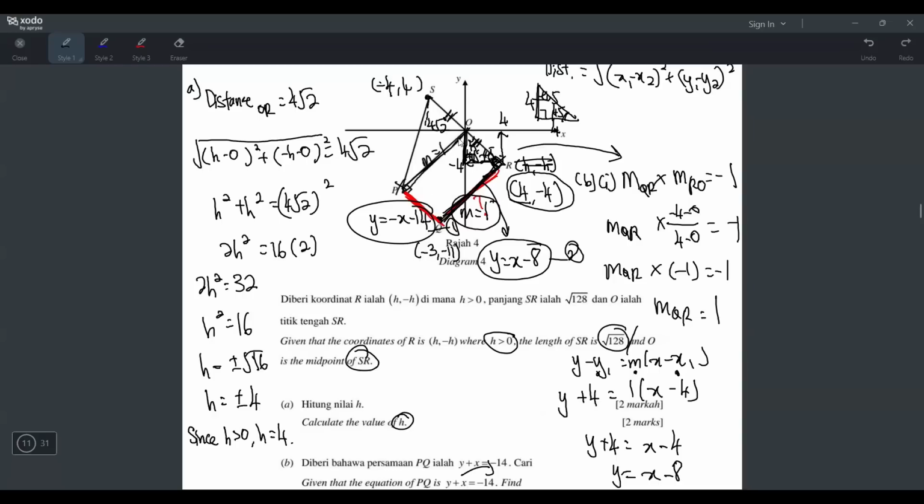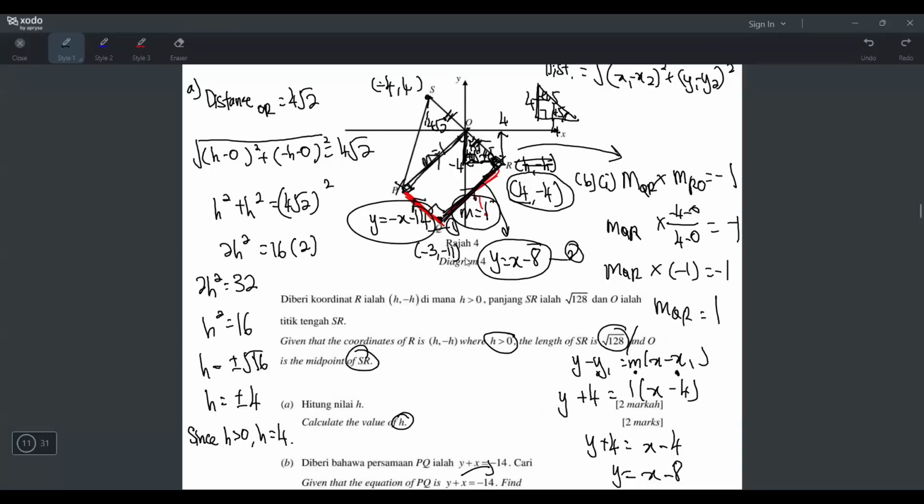Oh, by the way, let me tell you, this is actually a rectangle. Because if this is 90 degrees, this is 90 degrees, it means this is also 90, this is also 90. And we all know for a rectangle, the opposite sides will be parallel. That is why if the gradient here is 1, then this gradient will also be 1, right? So we can find the equation of PO now because we have the gradient and we also have the y-intercept.